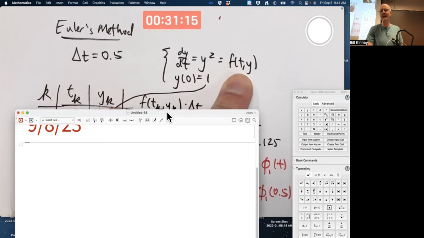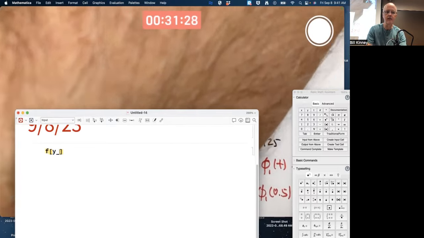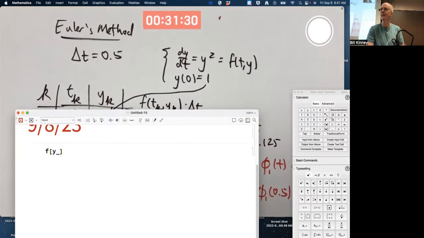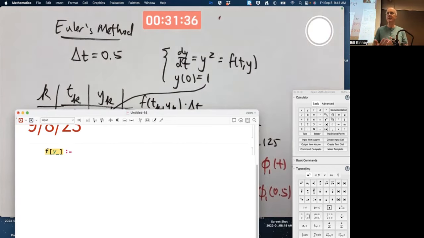In general, the right-hand side is f of t, y, and you want to account for that in Mathematica in general, but I could just do f of y in this case, because it does just depend on y. Here again is how you define a function in Mathematica. Square brackets for function inputs. And when you're first defining it, use an underscore. That is essential.